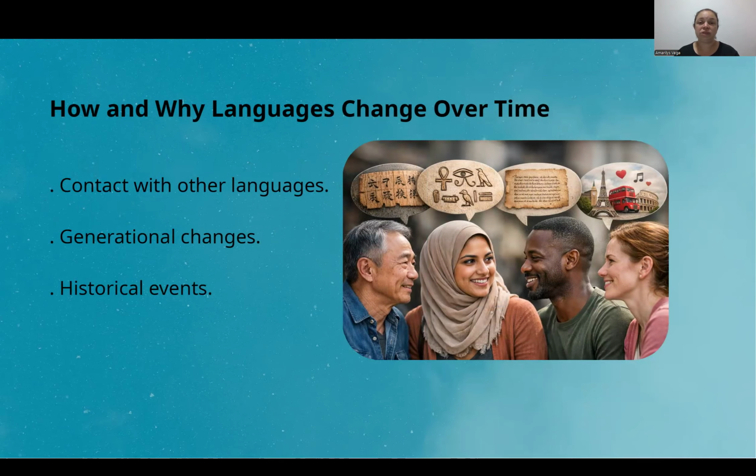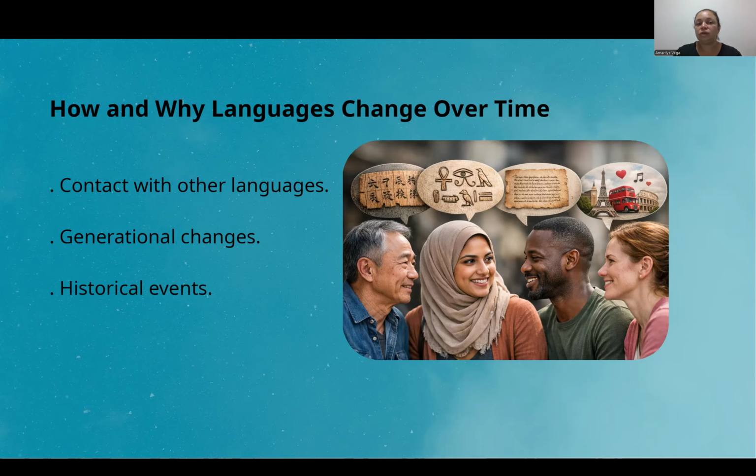How and why languages change over time. There are different factors that contribute to the change of languages. For example, contact with other languages: when cultures meet through trade or migration, they borrow words. For instance, English borrowed avatar from Hindi and tsunami from Japanese.